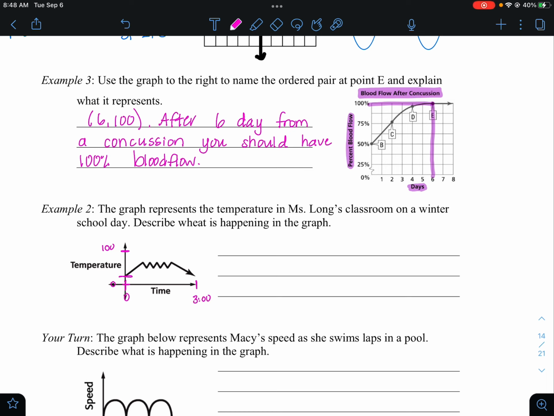Well, first of all, my temperature starts off pretty low. Then it goes up and then down and up and then down. But it's like a consistent up and down. And at the end of the day, it goes down. So we could say the heat is off in the morning. I'll say in the morning before school starts.